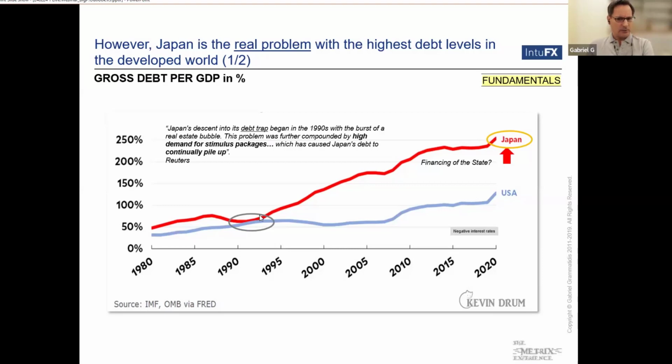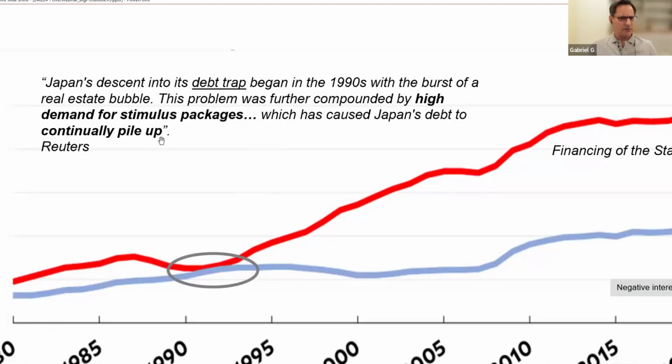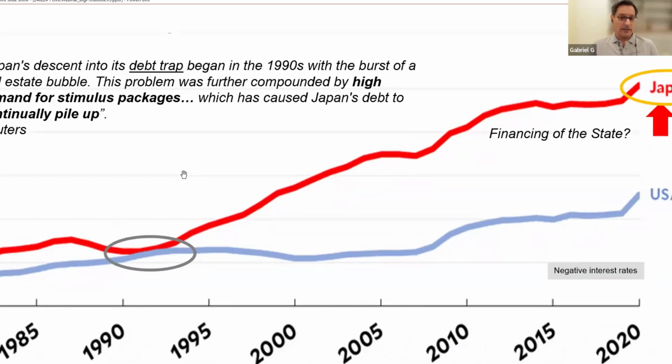When did it all start with Japan? It was once the real estate bubble went down, and I found it here with Reuters. Japan's descent into the debt trap began in the 90s with the burst of a real estate bubble. The problem was further compounded by high demand for stimulus packages, which has caused Japan's debt to continually pile up. So what does that mean? It's a nice description, a demand for stimulus package. Well, that's quantitative easing, printing money and buying debt. And the debt went up.